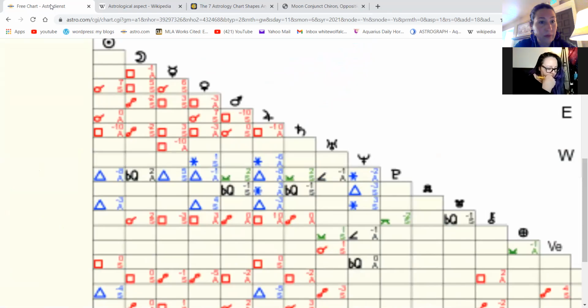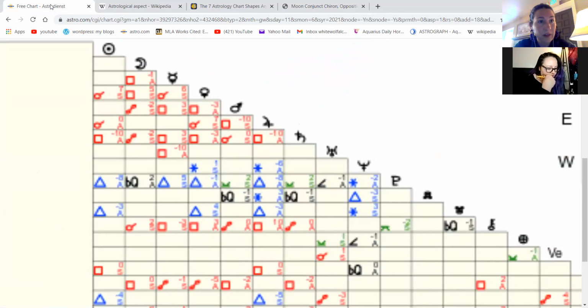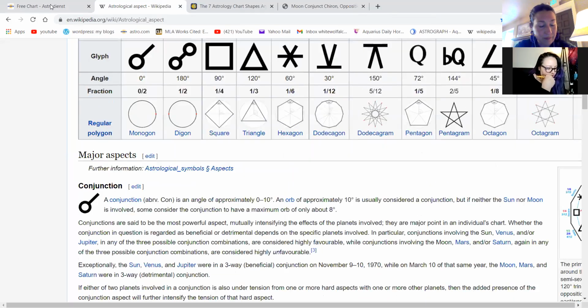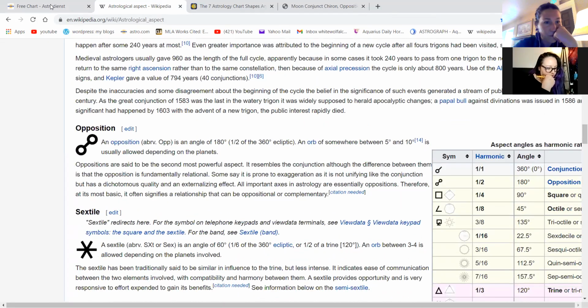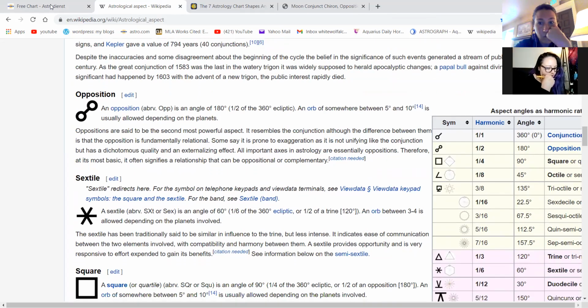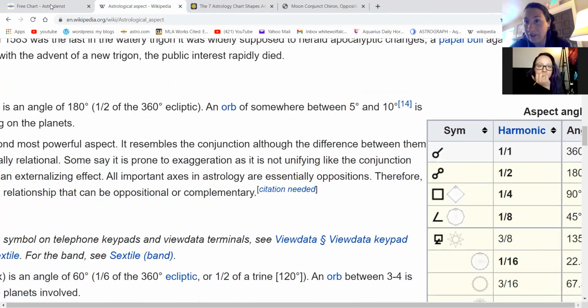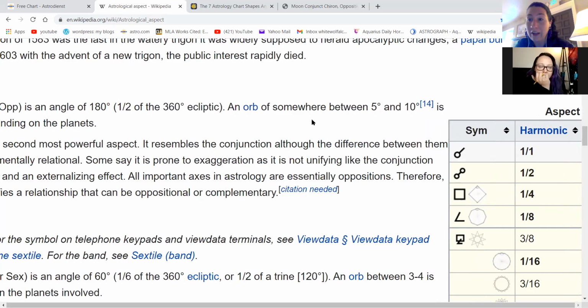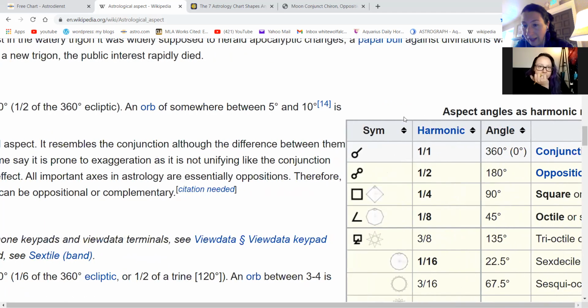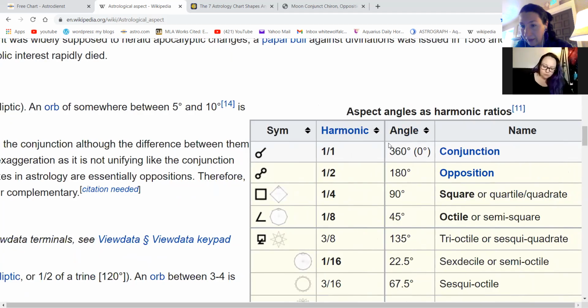So the moon and Mars and the moon and Saturn. Let me see what they say about that, just curious. See how it says there's an orb between 5 and 10 degrees in an opposition? You'll notice each aspect has a different allowance of degrees. The aspect of opposition is allowed up to 10 degrees off. And it tells you the angles. What else does it tell you?